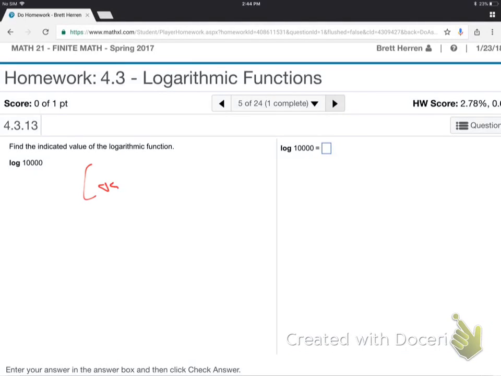So log, is that 1,000 or it's 10,000 looks like. Yeah, log 10,000. You should get the answer 4. You getting that on your calculator? We're making sure you can get it on your calculator. Log 10,000 is 4.